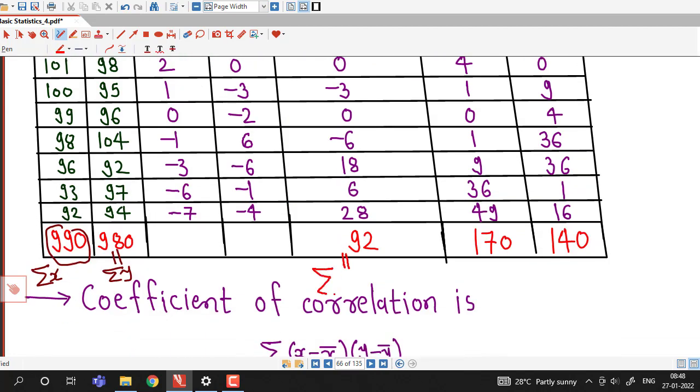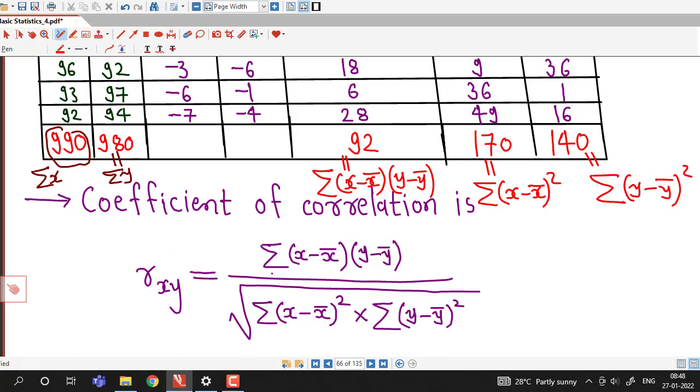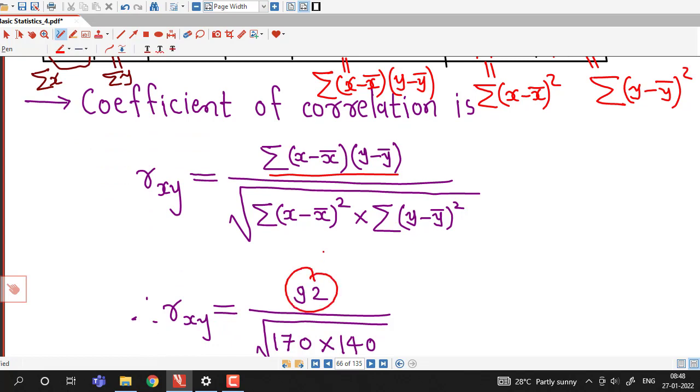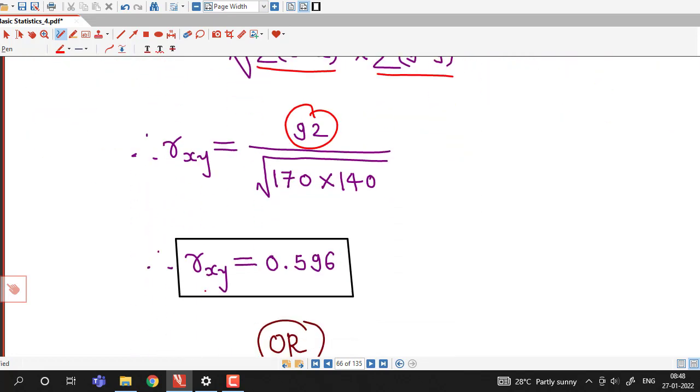So this is nothing but sigma (x minus x bar) times (y minus y bar). This is sigma (x minus x bar) whole square, and this is sigma (y minus y bar) whole square. So the coefficient of correlation is Rxy equal to sigma (x minus x bar)(y minus y bar), that is 92, divided by the square root of sigma (x minus x bar) square times sigma (y minus y bar) square. So square root of 170 times 140, and we obtain that the coefficient of correlation between x and y is 0.596.